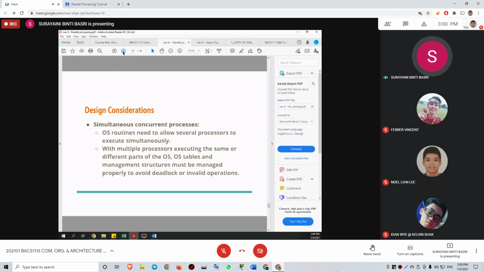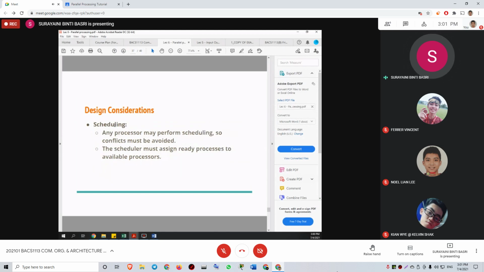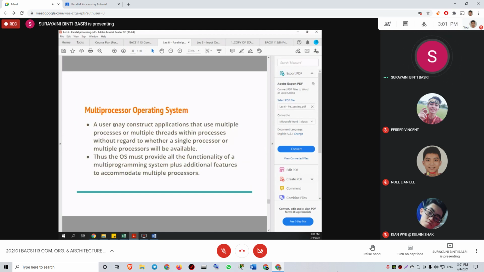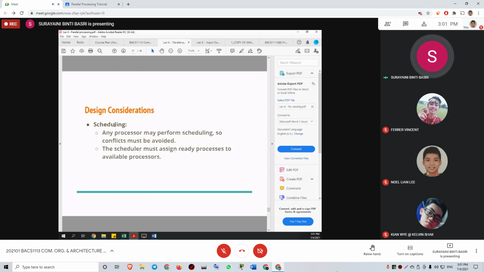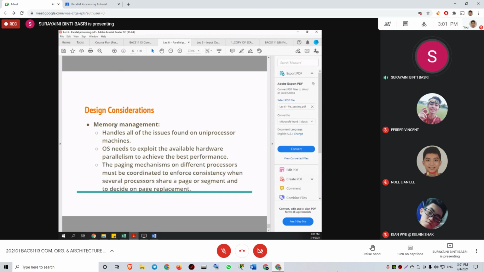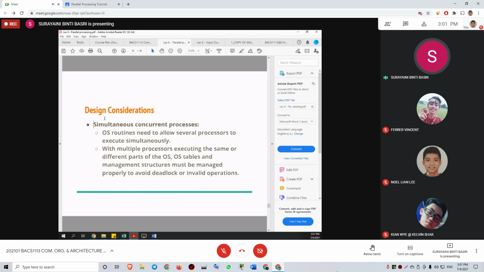We go to the new topic, which is the design considerations. Meaning, when you want to design a multiprocessor operating system, these are the items that you need to consider. There are five design considerations, or items, that you need to consider when you want to design the multiprocessor OS.